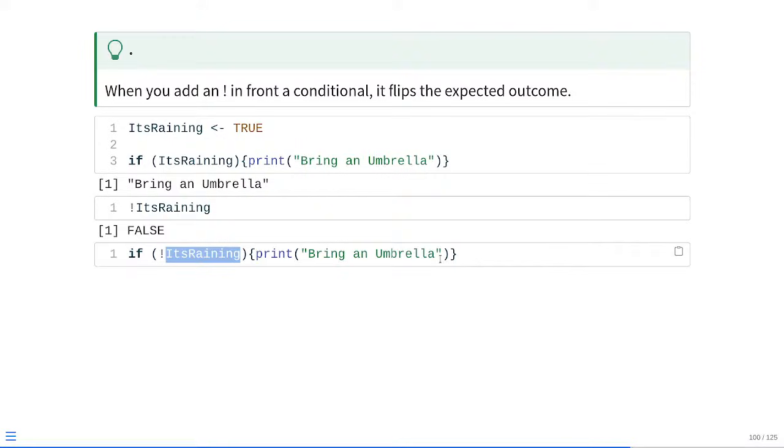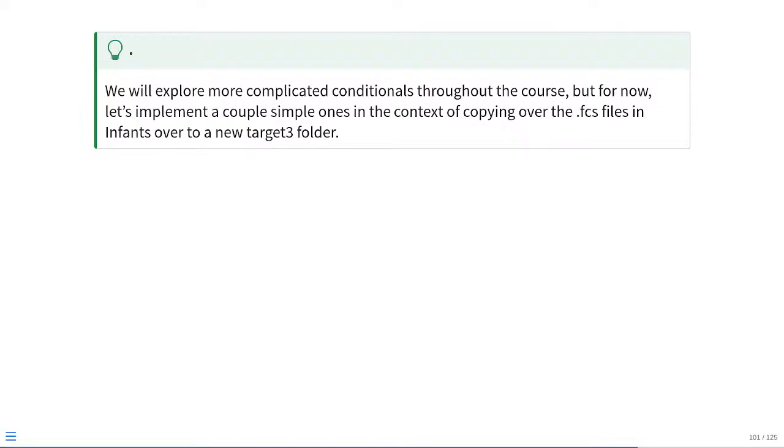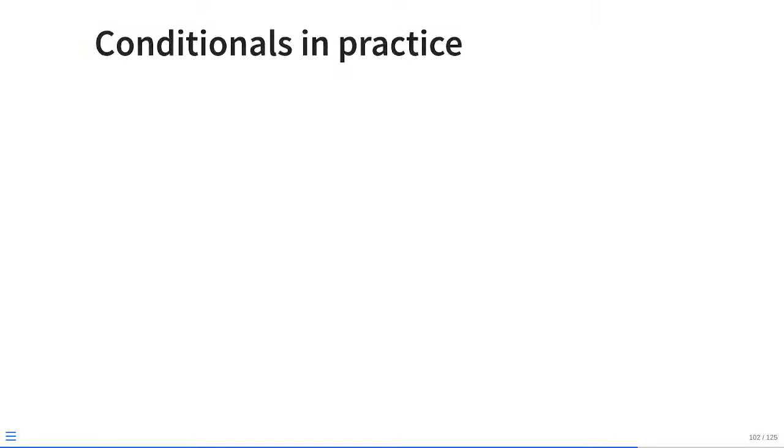And we'll show you where this may be useful later on. It's particularly useful if you're trying to create a folder that doesn't already exist. All right, so conditionals can get more complicated, and we'll see these throughout the course. So for now, let's just focus on a couple simple ones in the context of trying to copy over our FCS files to a new target folder that we may or may not need to create.